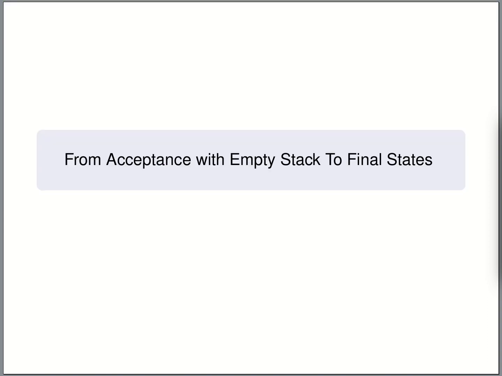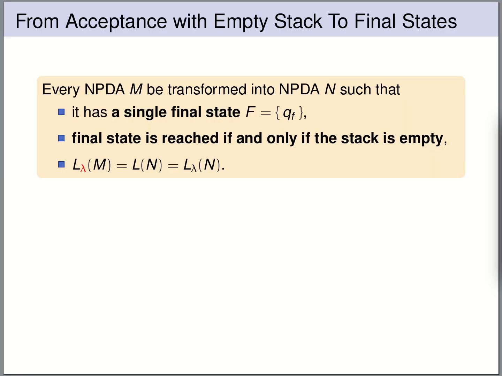Now we will show that also acceptance with an empty stack can be transformed into acceptance with final states. For every non-deterministic automaton M, we can construct a non-deterministic automaton N such that the language of the new automaton is equal to the empty stack language of the old automaton. Moreover, the new automaton has a single final state, and this final state is reached if and only if the stack is empty. So the empty stack language of the new automaton is equal to the language of the new automaton.